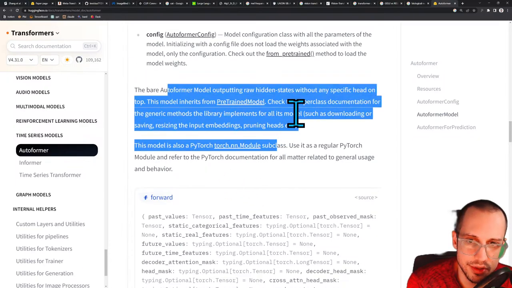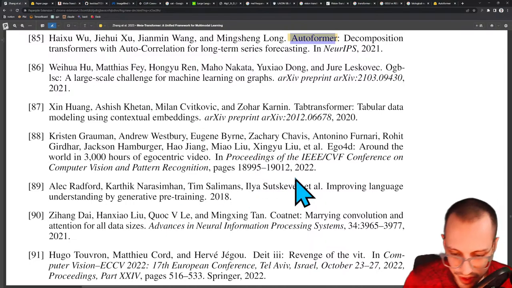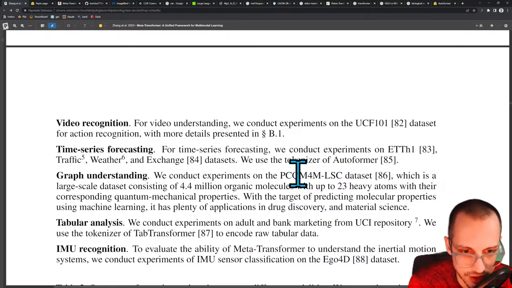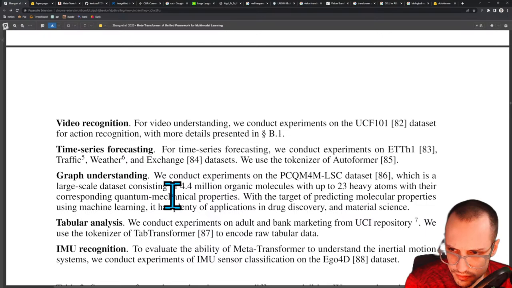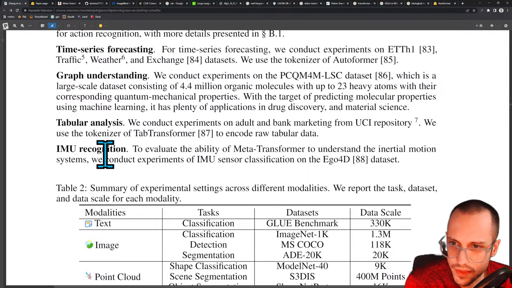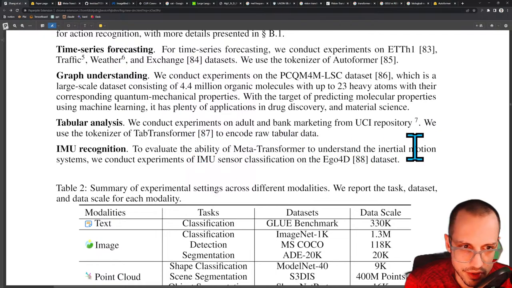So, like, they're using a pre-trained model for this. Like, it's already encoded. Tabular analysis. And then for IMU, we evaluate to understand inertial motion. We conduct experiments with IMU sensor classification on the EGO4D dataset.